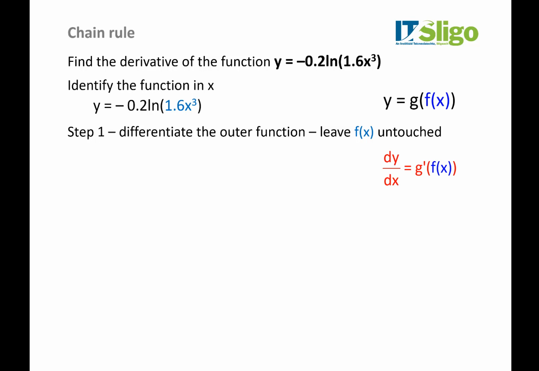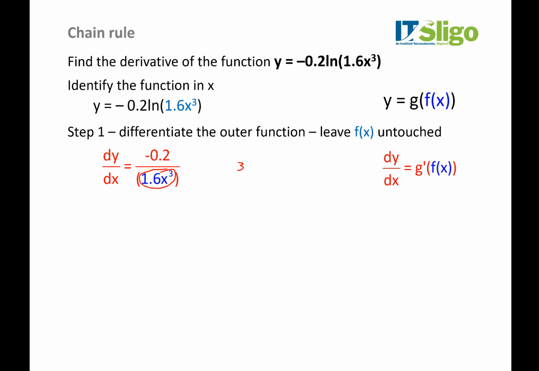Differentiate the outer function, leave f of x untouched. So like I said, the constant stays, f of x stays, but then this under the line bit, that's the derivative of natural log occurring. Hope that makes sense. Now our next step is differentiate this bit.